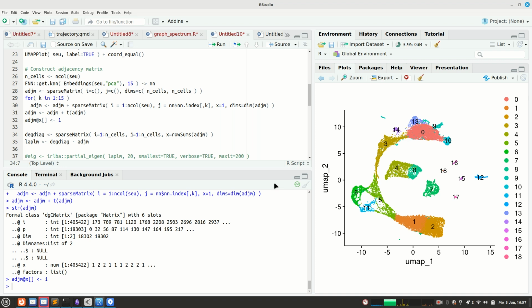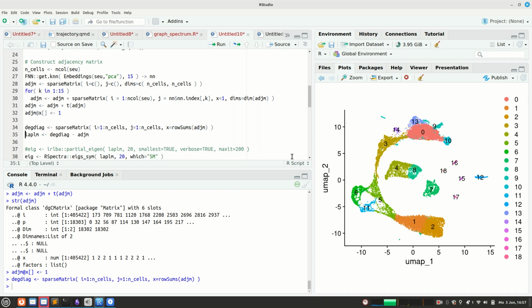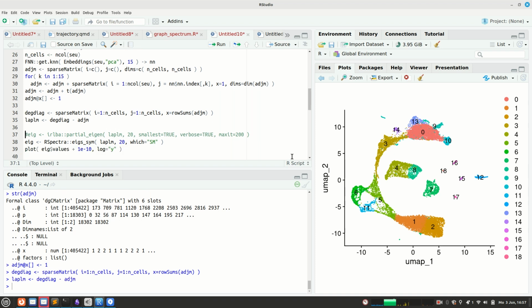Now, for my graph Laplacian, I need to subtract from the adjacency matrix the diagonal matrix which contains the degrees. So I again say I want all the numbers from 1 to 18,000 for I, and for J also 1 to 18,000, so it's just the diagonal, and the values in the diagonal should be the row sums of the adjacency matrix. I call this the degree diagonal matrix, and I take the difference between the degree matrix and the adjacency matrix, and so I get my Laplacian matrix.